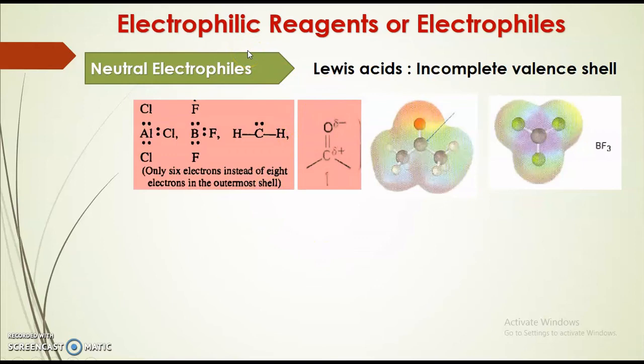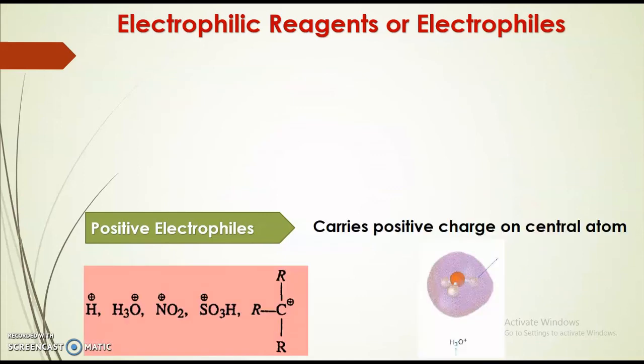There are two kinds of electrophile. First one, neutral electrophiles. A neutral electrophile example is a Lewis acid. Lewis acids have an incomplete valence shell of electrons. For example, aluminum chloride and boron trifluoride. These have only 6 electrons, and carbenes also have only 6 electrons instead of 8. And next one, carbocation. This is the structure of a carbocation. Electrostatic potential again: for BF3, this is in the blue region, having low electron density. Next category of electrophiles are positive electrophiles. What is that? It carries a positive charge on the central atom. And these are examples of positive electrophiles.